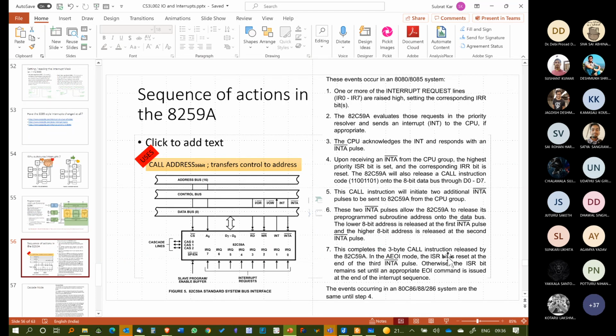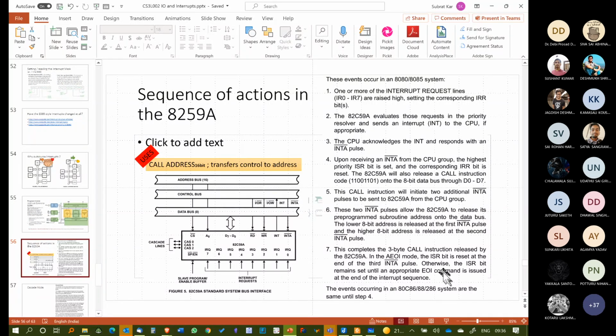The ISR, which had been set at this point, will be reset. Otherwise, the ISR will remain set till the end of interrupt command is issued at the end of the interrupt sequence. So once the ISR is set, until the EOI comes, right, you will not accept any further interrupts on that interrupt. So this happens automatically. This is the automatic end of interrupt mode, AEOI. AEOI means automatic end of interrupt. The ISR will be automatically reset. Otherwise, it will be reset only when the EOI command is issued by the CPU.